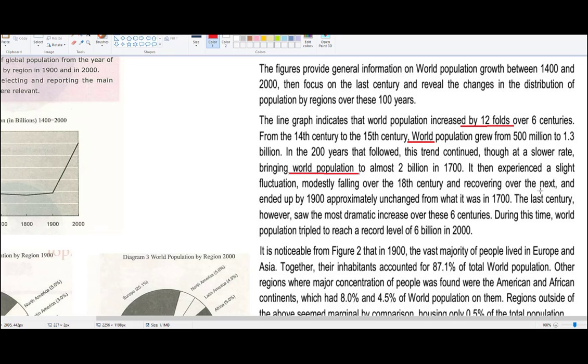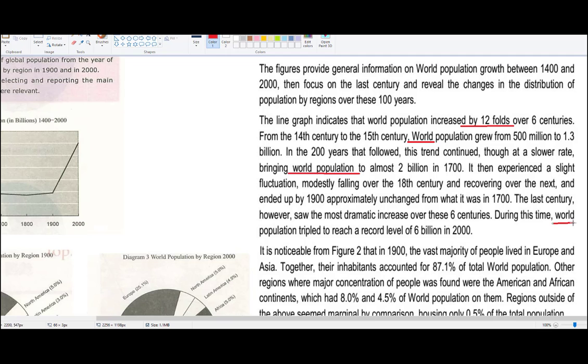Over the next. Why does it keep falling over the 18th century? And recovering over the next. I'm assuming century here is just omitted, so okay. And ended up by 1900, approximately unchanged from where it was in 1700. Oh, the sentence is so wordy. The last century saw the most dramatic increase over these 6 centuries.